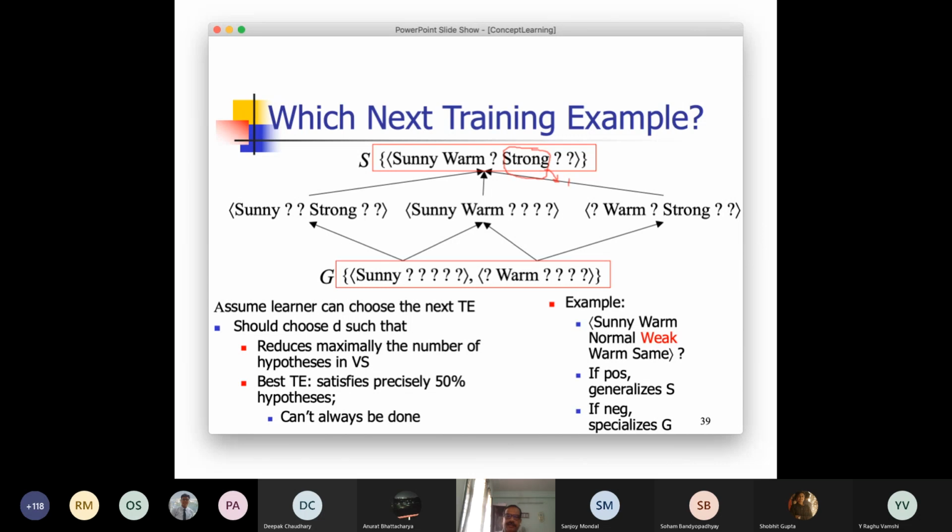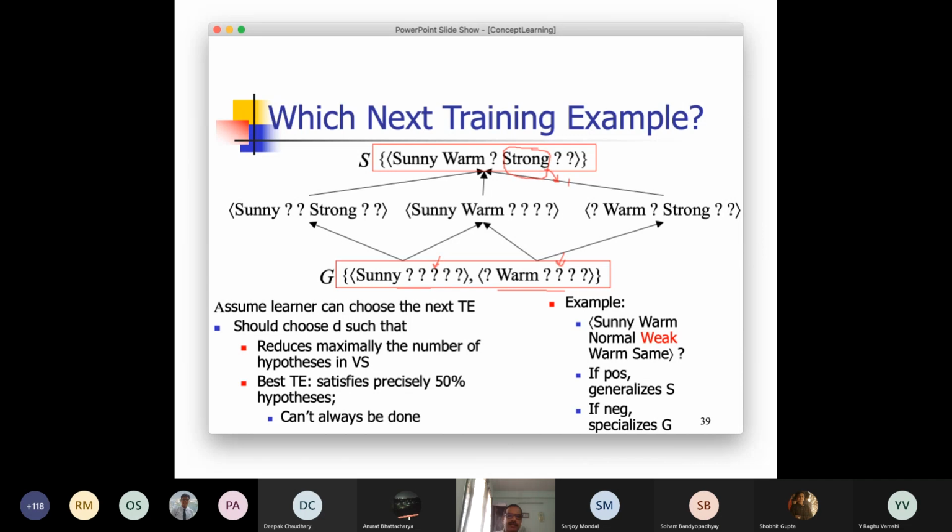If it is negative, then you can see that both of these are to be changed, because at this place it is accepting this sample. So you need to modify this boundary G and also take the minimal specialization of that case, so that G gets modified, and accordingly the other.